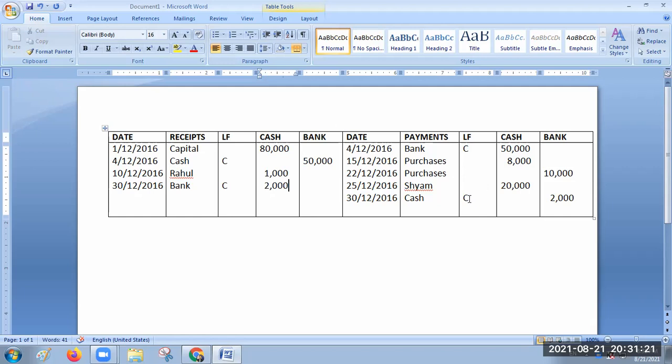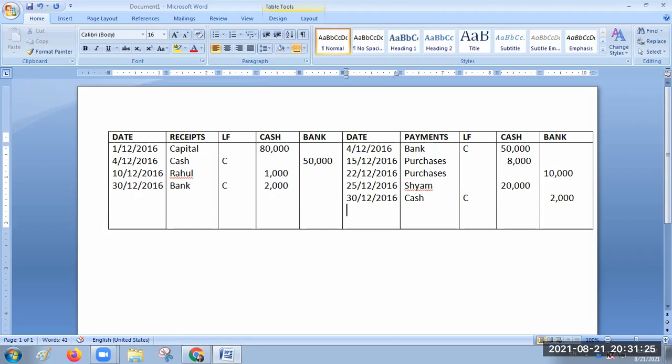Rent paid by check. What is the date? 31st, sir. Is it correct? Payment only, no? Rent paid by check. Yes, sir. Check means your bank balance will reduce. What is the amount? 1,000. Then any other transaction? No, sir. That's it.